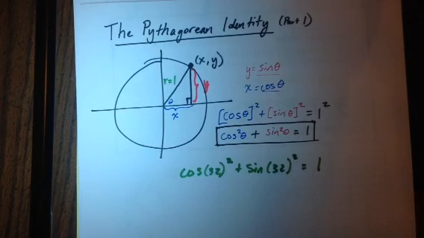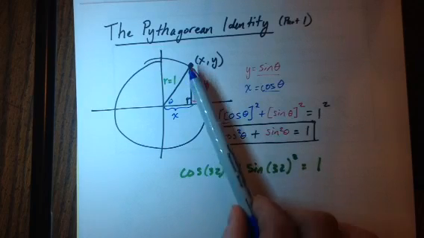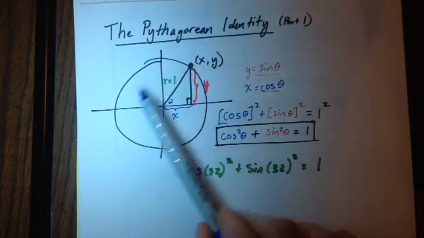This is called an identity. It's always true, regardless of what your angle is for theta. This is not something we can solve for theta. We can't take this equation and somehow find one single angle that makes this true, because any point on the unit circle will make this true.